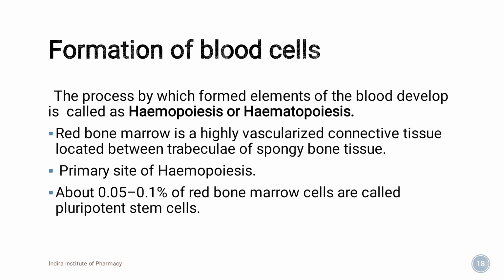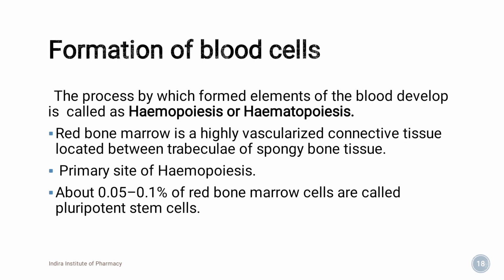So what is the site where this takes place? It's the red bone marrow. It is a highly vascularized connective tissue which is located between the trabeculae of the spongy bone tissue. We have already seen what spongy and compact bone tissue are. So this hemopoiesis, or production of RBCs and WBCs, takes place in the red bone marrow.